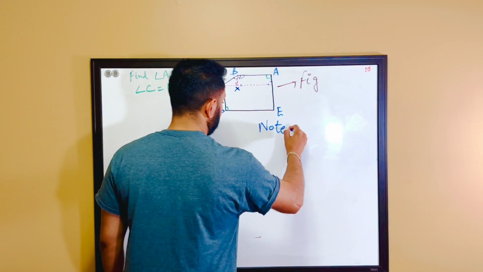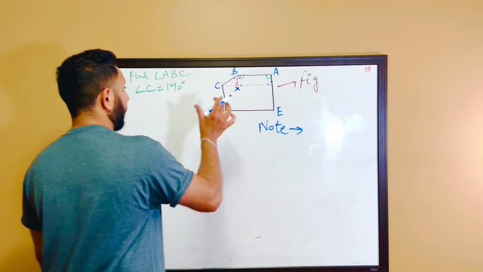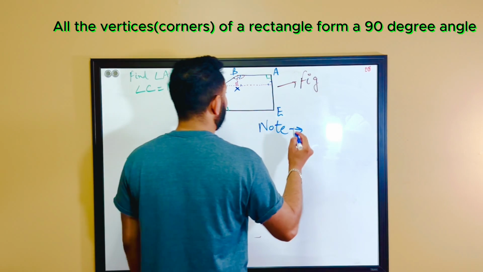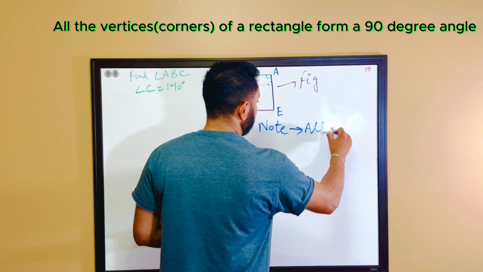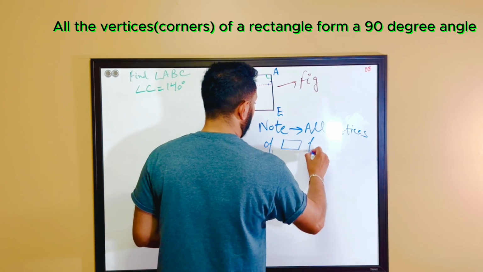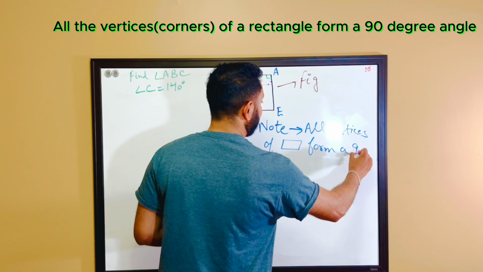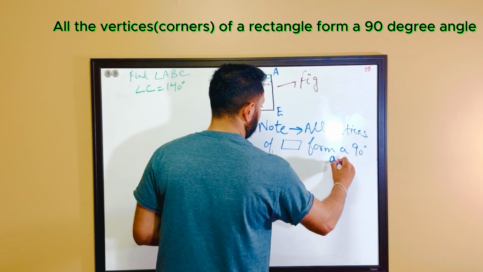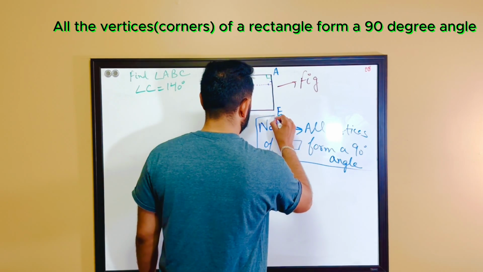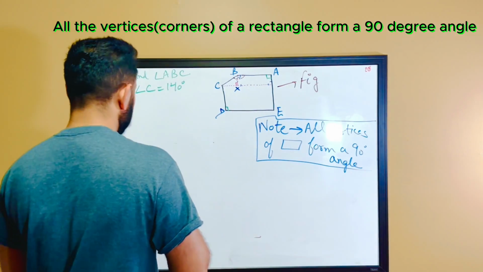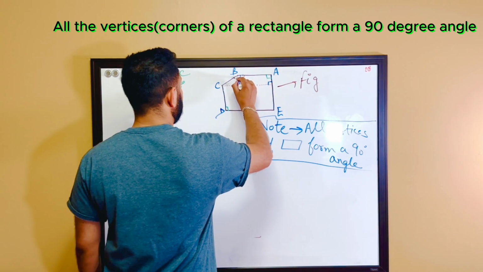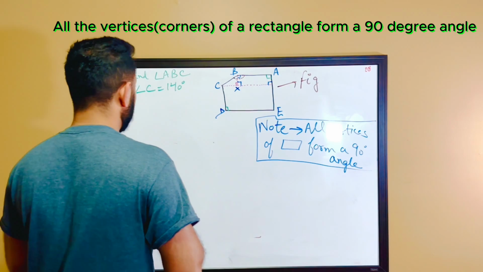Also, all the vertices of a rectangle form a 90 degree angle. All vertices of a rectangle form a 90 degree angle. So that means this is 90 and this is also 90, and this one 90 and this is also 90.